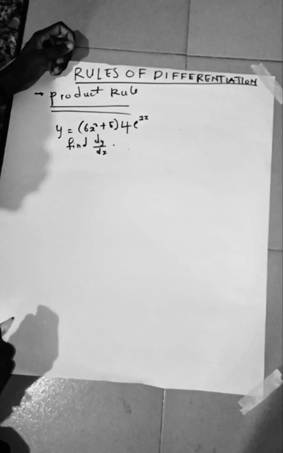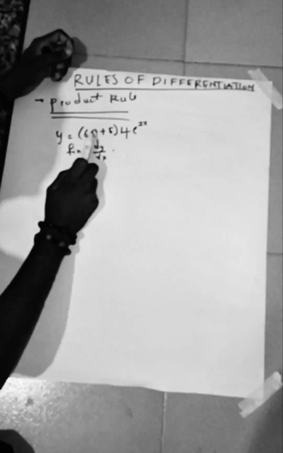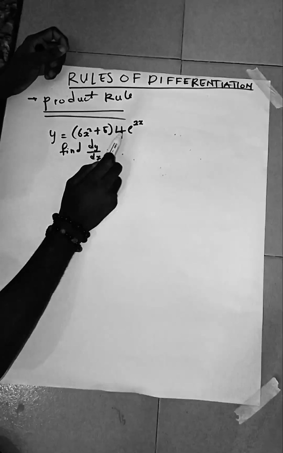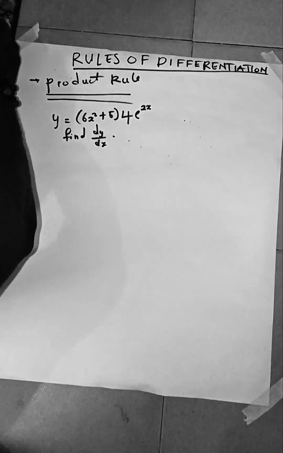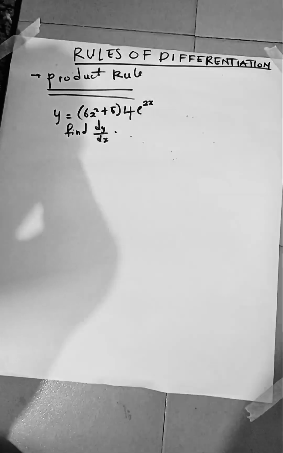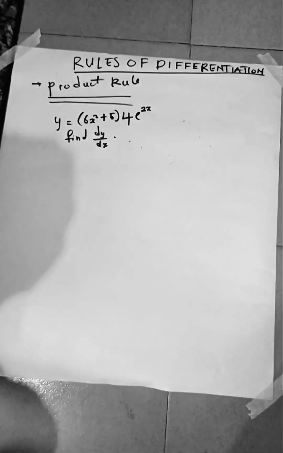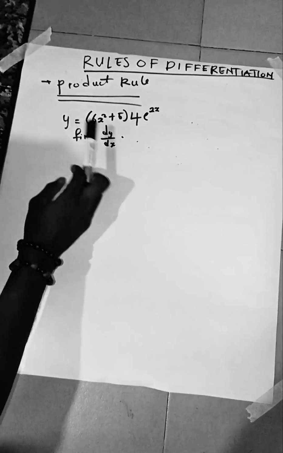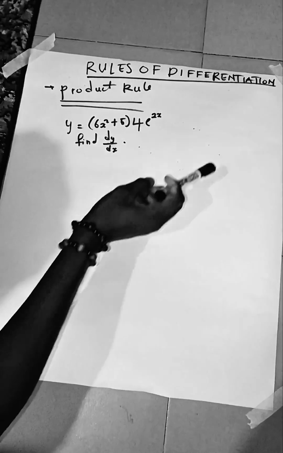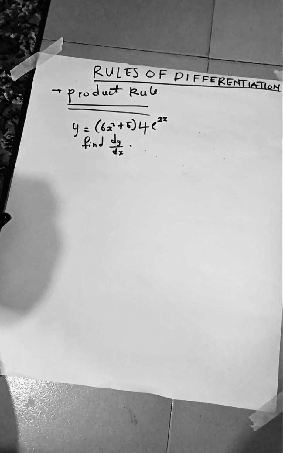So imagine you have a function like this: 6x squared plus 5, close brackets, multiplied by 4e to the 2x. How do you evaluate the derivative of this function? Compared to the other functions we dealt with in the previous video, this one is quite complex, and it's more composite because it has 2 different functions multiplying each other. The first function being 6x squared plus 5, and the second function being 4e to the power of 2x. So how do you find the derivative of this function?